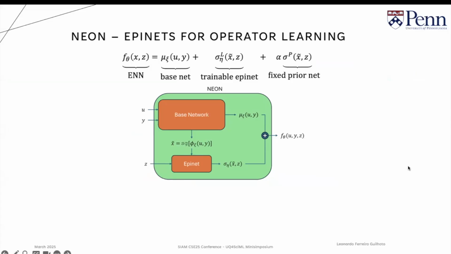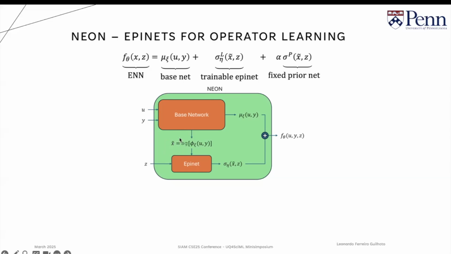We have a base network that takes as input the things that you actually care about for your problem, in this case, u and y, and outputs a mean prediction mu over here. This base network is considered to be large and can be very powerful. From this base network, we also extract a set of features x tilde that are, for example, a concatenation of the inputs with maybe the last layer of activations before the output. And we also carry on this stop gradient operation over here.